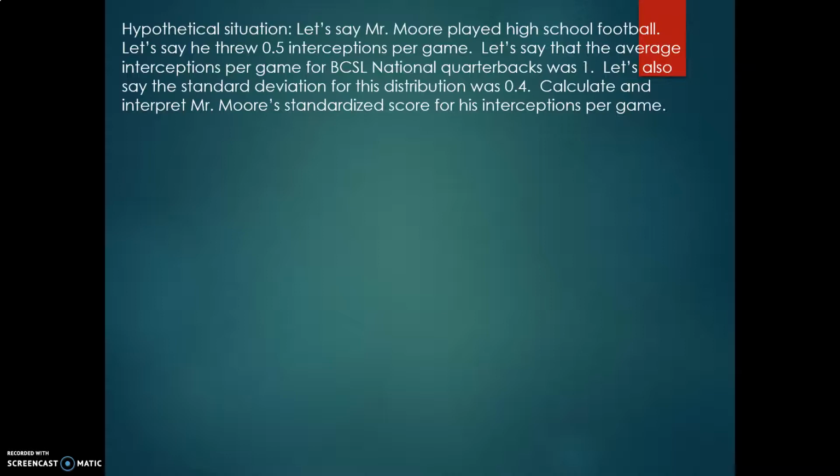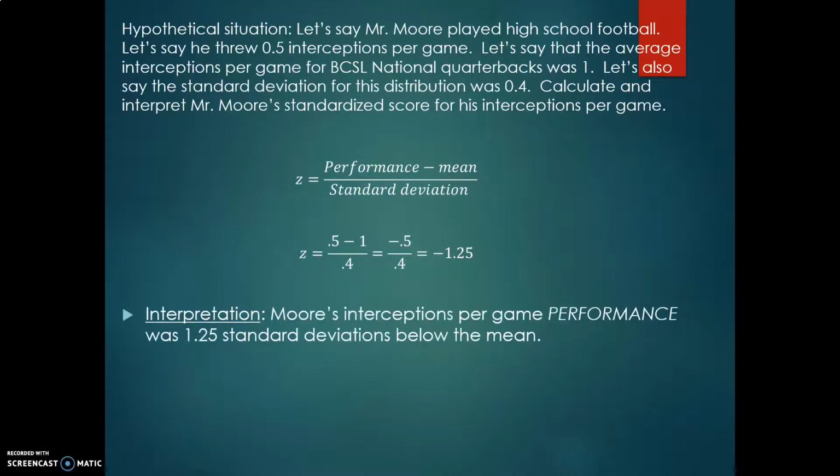So if we're to calculate and interpret my standardized score for interceptions per game, I would have to take my performance minus the mean and divide it by the standard deviation. Well, my performance was 0.5. If you subtract 1, which was the mean, from that, and divide it by the standard deviation of 0.4, you get a negative number because I was less than average. So a negative 1.25 would be my z-score.